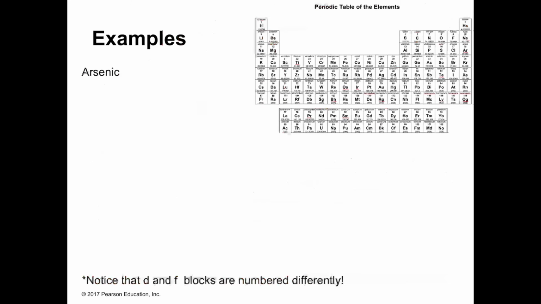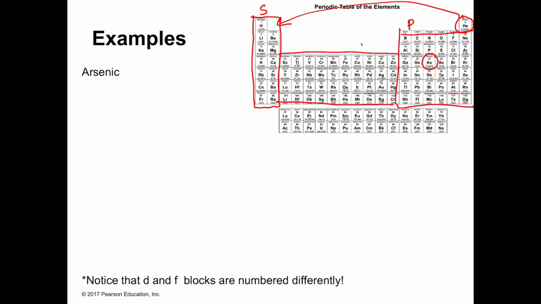Let's try another one. This is arsenic. So arsenic is here. We're going to do the exact same thing that we've been doing. This one just has a little bit of a trick to it. So here's our s block, and remember, helium goes in it. Then we have our p, and our d in the middle here, and the f. Okay, so again, 1, 2, 3, 4, 5, 6, 7, 3, 4, 5, 6. So we're looking for arsenic.